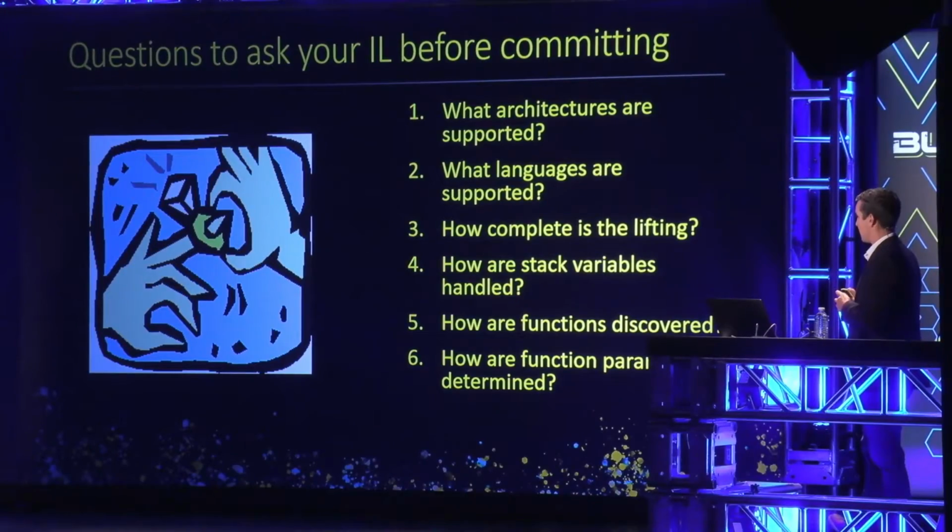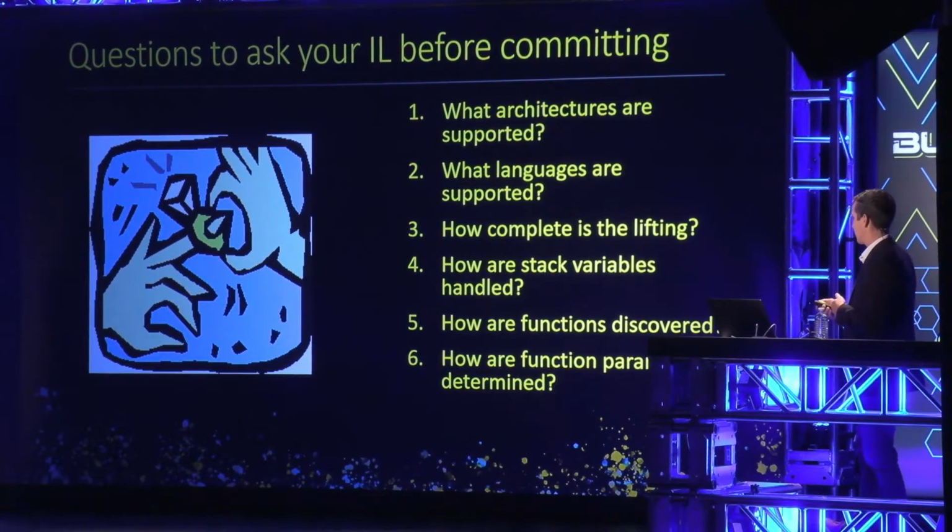I don't know of any IL that is fully complete to x86, because ain't nobody that crazy, right? There are a lot of ways you can do a lot of instructions in x86. So if there are particular instructions or architectures that you care about, you need to go and see if the IL you want supports those, or you can always just add it. How are stack variables handled?